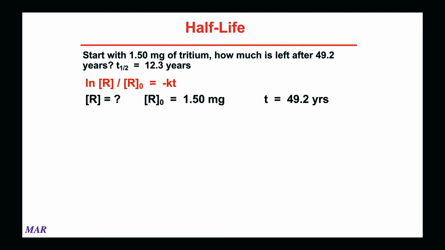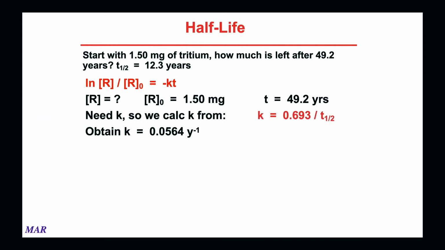What I would do, go back to the first order integrated rate law. Natural log R over R0 equals minus kt. We know R0, how much we started with, 1.50 milligrams. The time elapsed, 49.2 years, all right? But we're in a problem because we're trying to find how much is left, which is R, and we don't have k, all right? But since we have half-life, if you remember, half-life equals 0.693 divided by k.